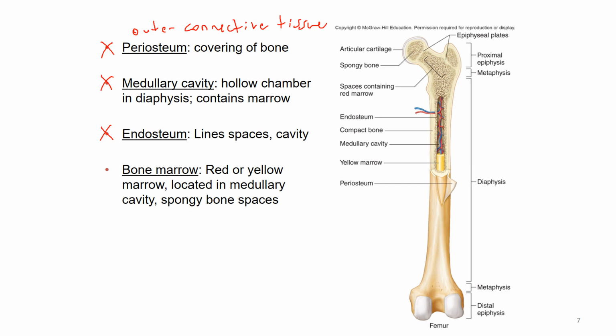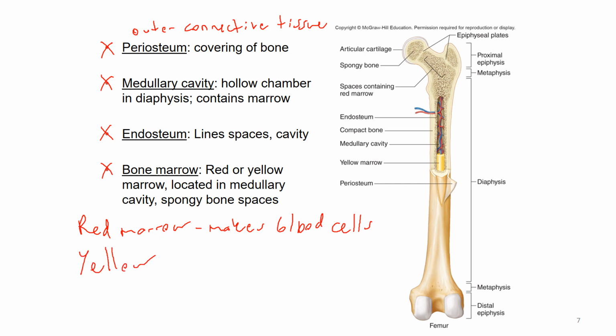Then the bone marrow. Bone marrow can be red or yellow marrow. But there are two distinctions between them. So red marrow, we're going to get to this in a little bit. Red marrow makes blood cells. So it's a special type of tissue. It has stem cells that turn into different blood cells, meaning like into red blood cells, white blood cells, or the cells that turn into platelets. Yellow marrow, on the other hand, does not make blood cells, but yellow marrow is just fat.